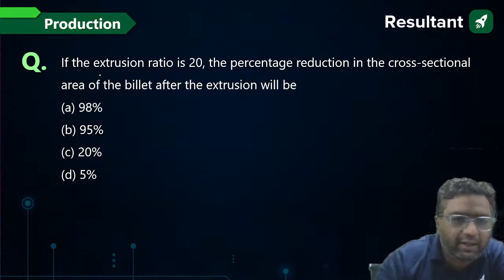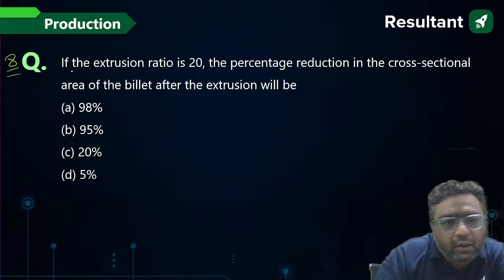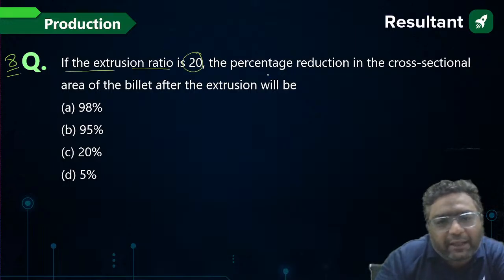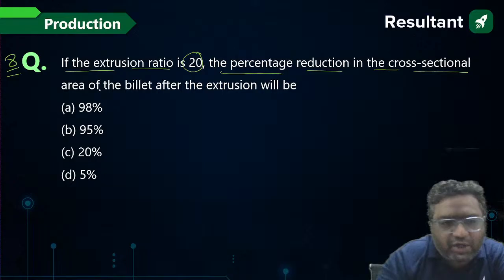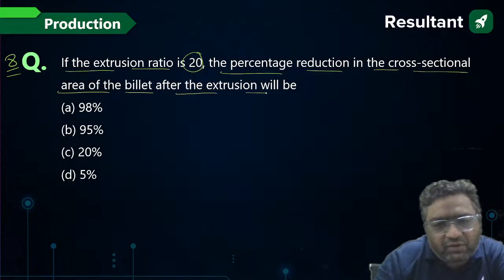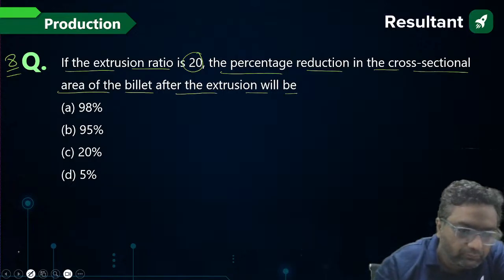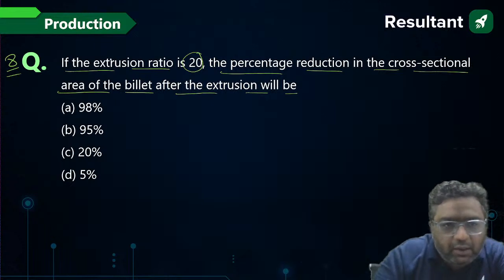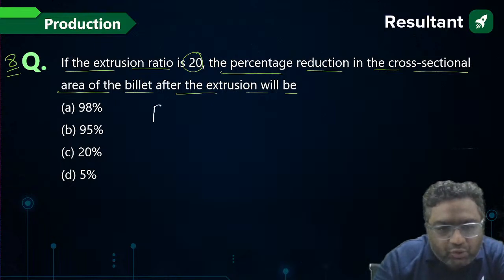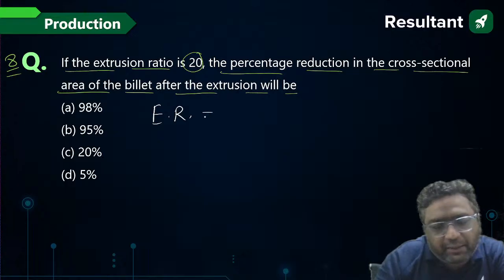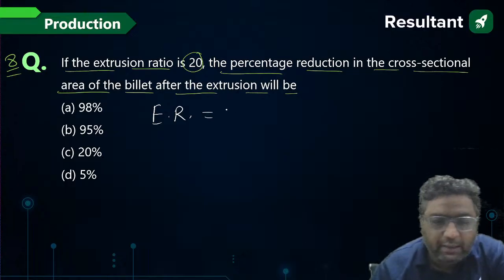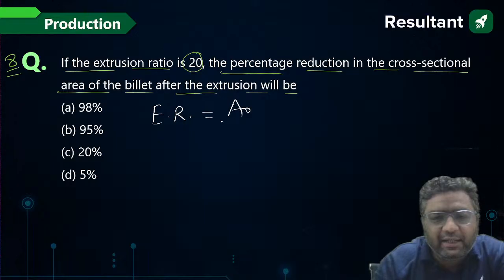Next question is question number 8. This is from extrusion. If the extrusion ratio is 20, the percentage reduction in the cross section area of the billet after the extrusion will be. What will be the answer? Extrusion ratio. You know extrusion ratio. It is always bigger. Okay, this you can see is 20. It is original area by final area. It is given as 20.